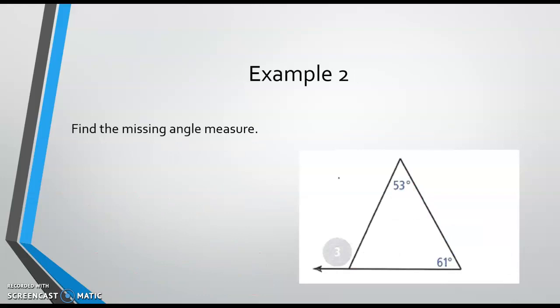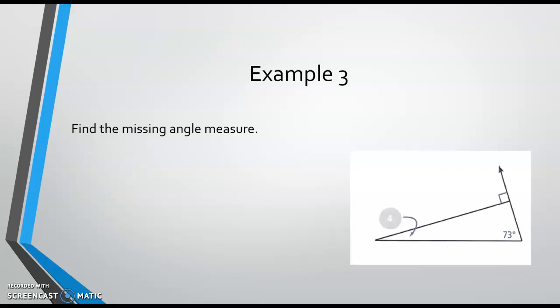All right, so find the missing angle measure. Here's my exterior, x equals interior plus interior. Notice that I want the ones that are away from my x. So 53 plus 61, x equals 114. Where'd my pen go? There it is. X equals 114 degrees. That's it. Let's do another one.